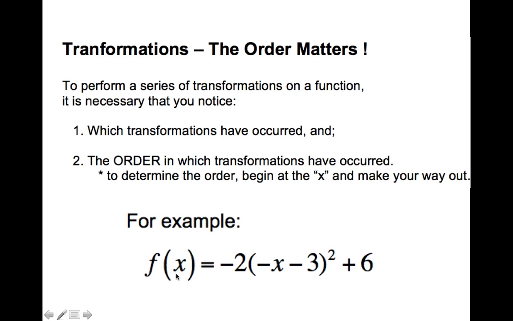And we're going to use the example of this function here. So look at this function and consider these two points above. Which transformations have occurred? Well, we can see a horizontal translation has occurred, a vertical translation has occurred. This negative here means there's been a reflection across the y-axis. This negative means there's been a reflection across the x-axis, and this 2 out here means that there has been a vertical stretch, parallel to the y-axis.